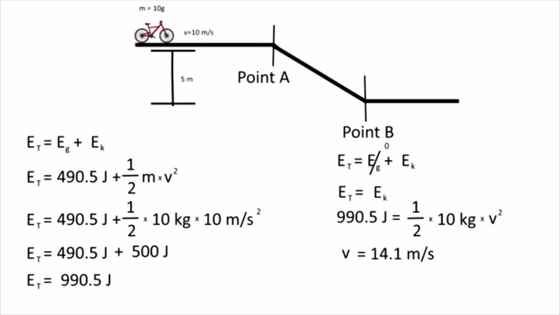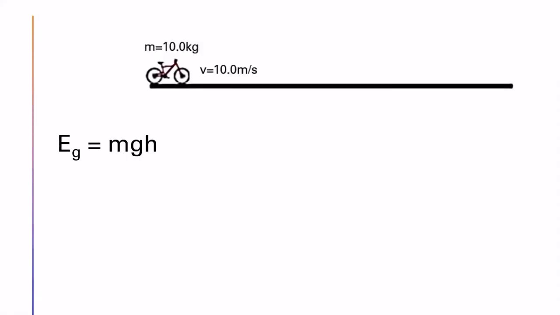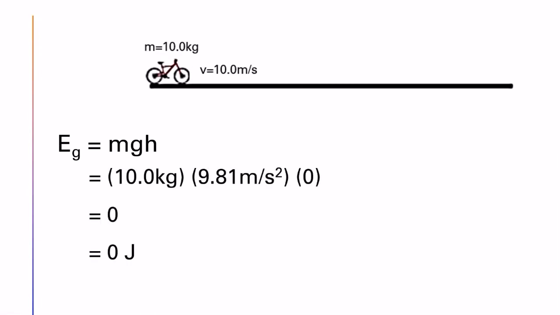Now we can take 990.5 joules equal to 1/2 mass times velocity squared. We already know mass, so we can just solve for speed. So 990.5 multiplied by 2 divided by 10 kilograms, then we square root the number, and this gives us a speed of 14.1 meters per second. For the first child, when we subbed in the values in the equation, we found that Eg was 0 because there was no height. So the first child's gravitational potential energy is 0.